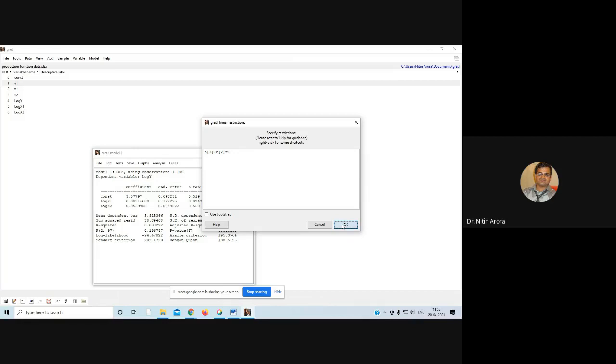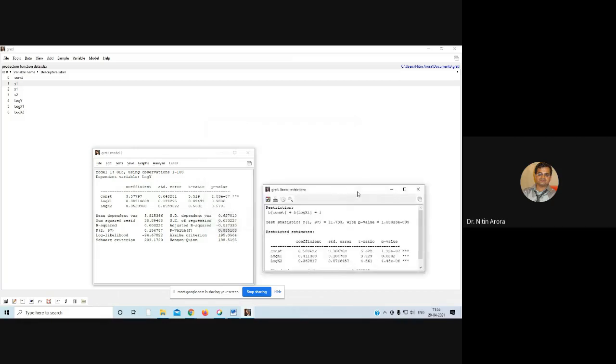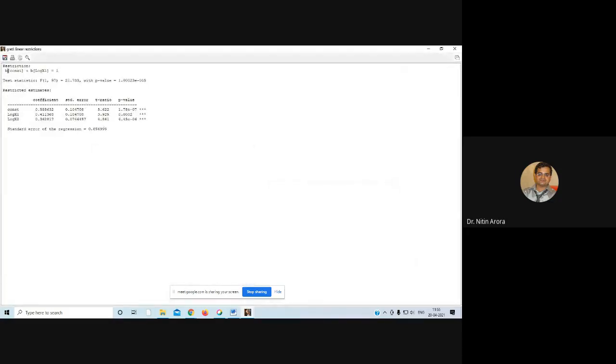Okay, click OK. But these are the statistics. See, b constant plus, sorry. Probably we have given the wrong restrictions. I don't need the b constant.